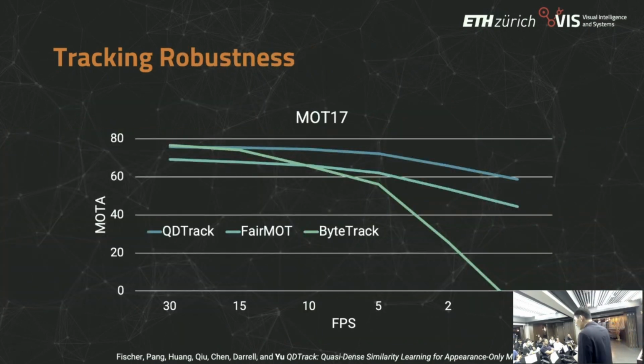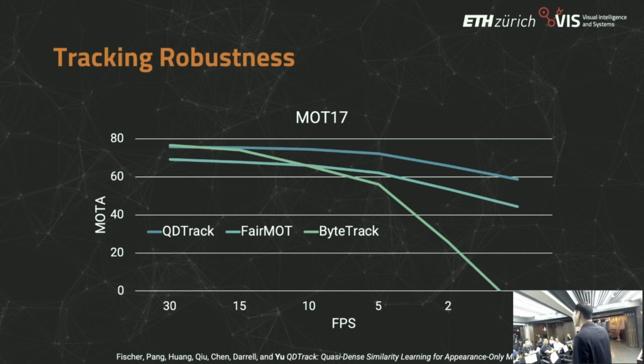And another benefit of only using appearance is robustness. So we find that compared to the previous method, if we artificially speed up the object motion, then our method can still be very robust. But the method, say ByteTrack here, even though it achieves a similar performance on high frame rate video, when we downsample the frame rate of the video, essentially we are speeding up all the objects in the video. Then the method based on motion degrades very dramatically. But our method only degrades slightly.